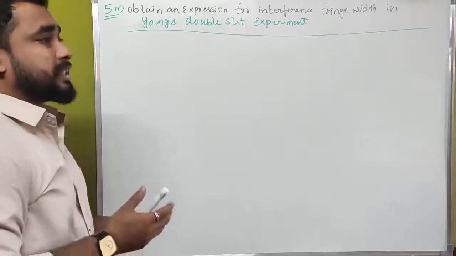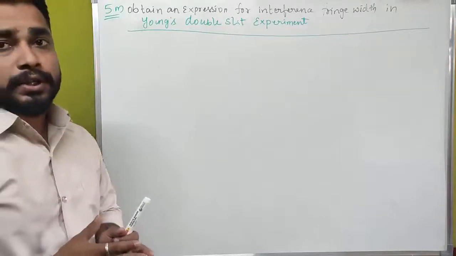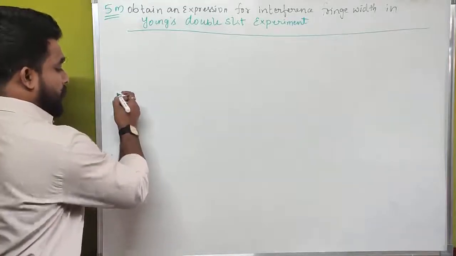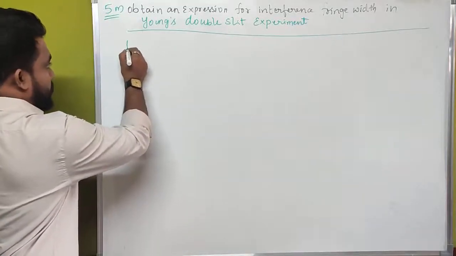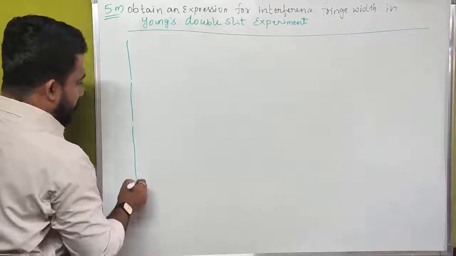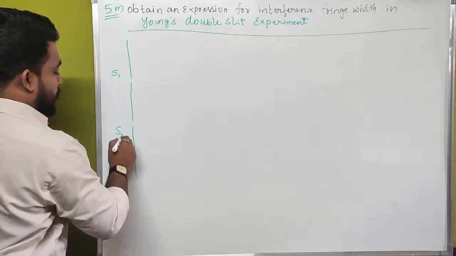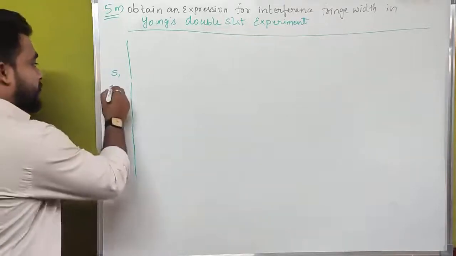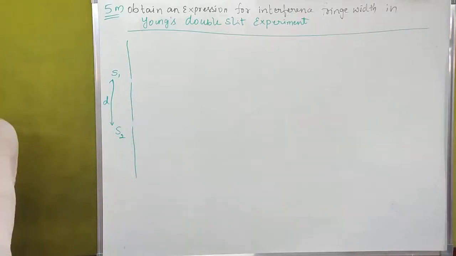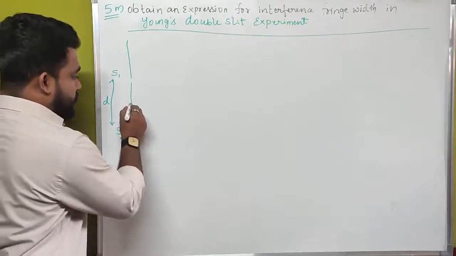For that we have to consider a diagram. The diagram we should consider is the Young's double slit experiment diagram. Here we have two slits. Let us assume this as slit S1 and this as slit S2. Let us assume the distance between these two slits as small d, and the center of these two slits is called Q.